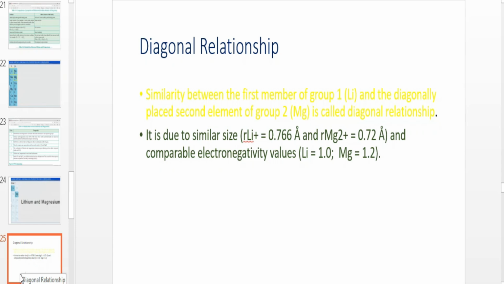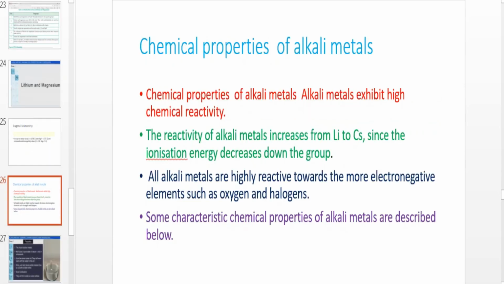Okay, first one is the radius of lithium and magnesium ions are approximately similar, and also the electronegativity values of lithium and magnesium are comparable. Because of these two reasons, lithium and magnesium exhibit a diagonal relationship.